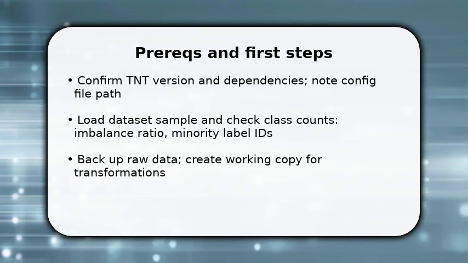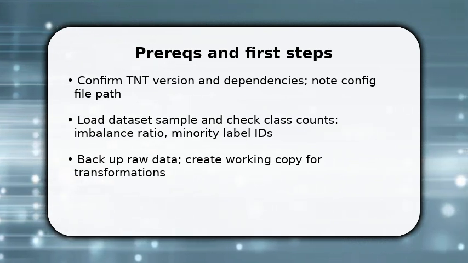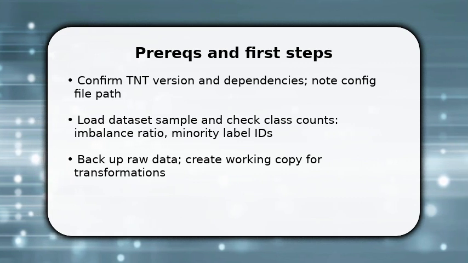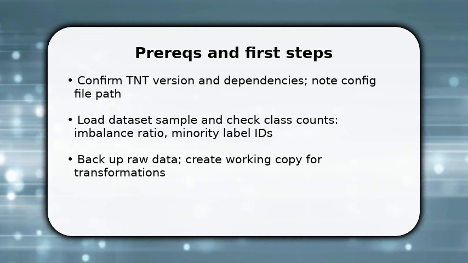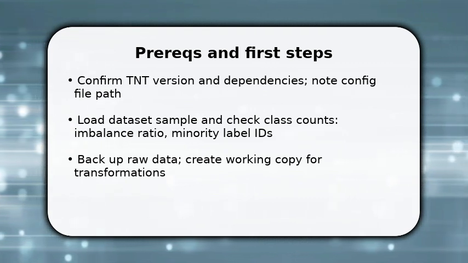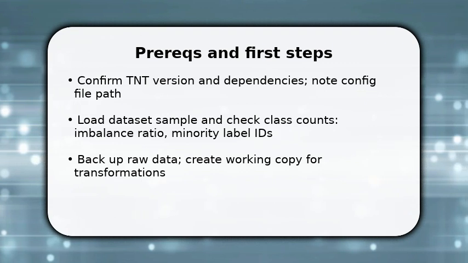minority labels. Make a backup of the original files and work on a copied dataset to avoid destructive changes. This ensures you can iterate safely while you apply balancing transforms and compare results against the untouched baseline.